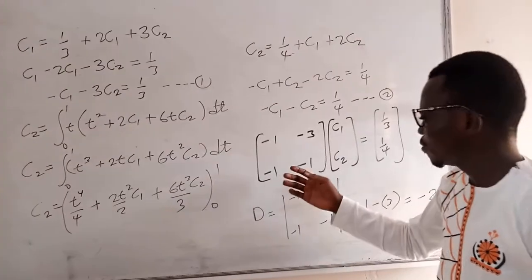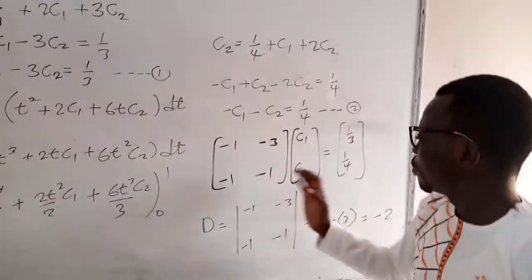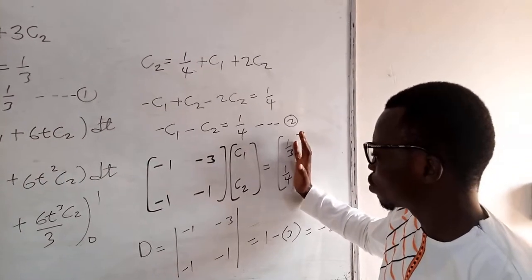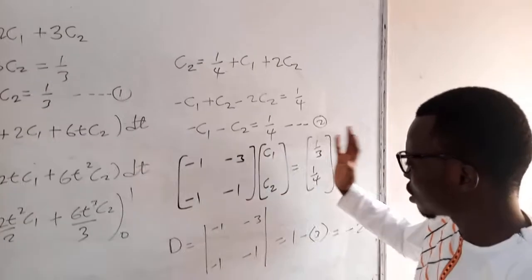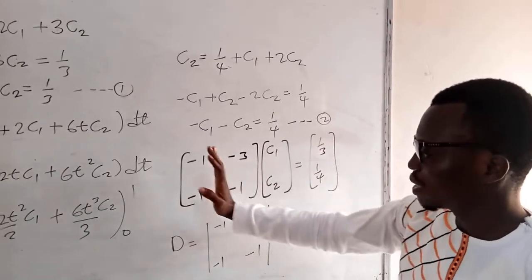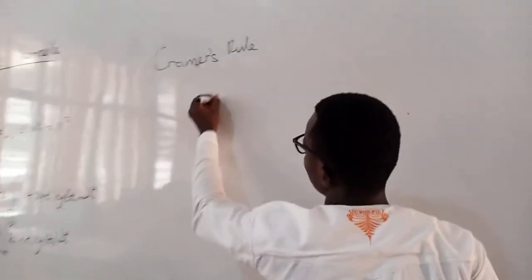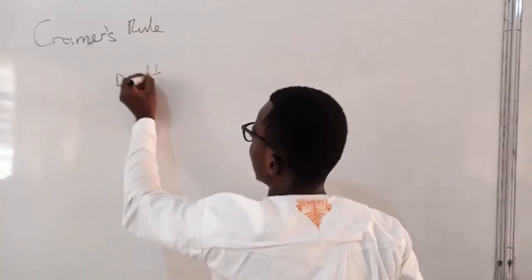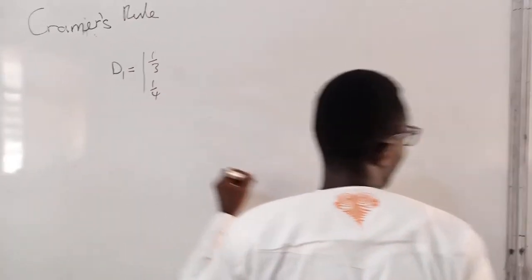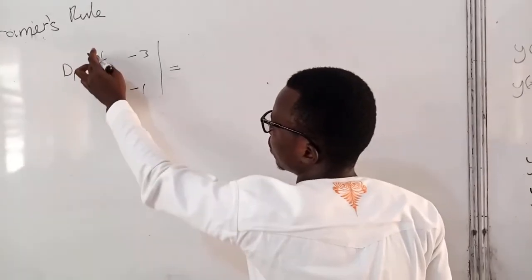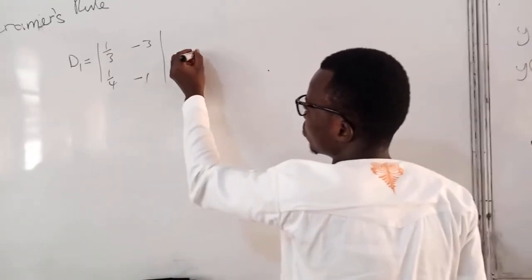And we need to find d1. If we want to find d1, we're going to change this column to this side, these coefficient values 1/3 and 1/4. So this side you interchange them to have your d1 determinant. So d1 becomes 1/4 and minus 3, minus 1. It's the same as 1/3 times this one will give you minus 1/3.